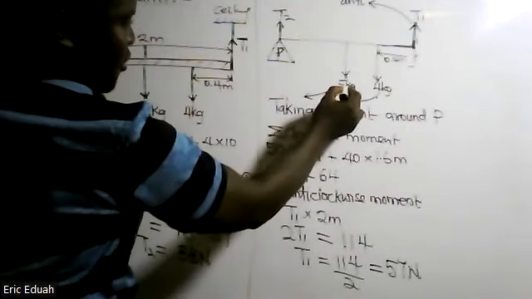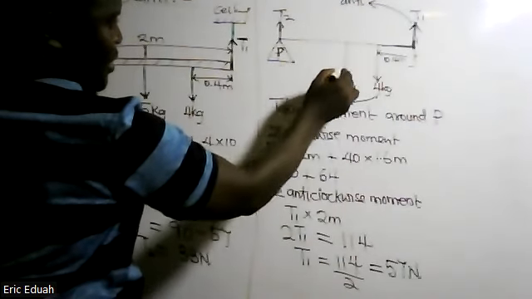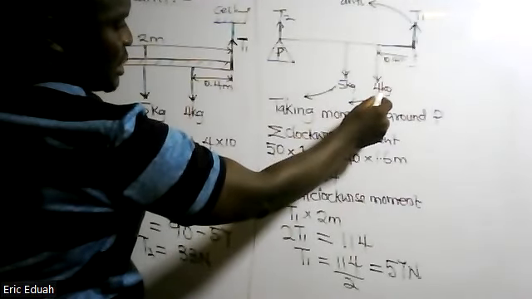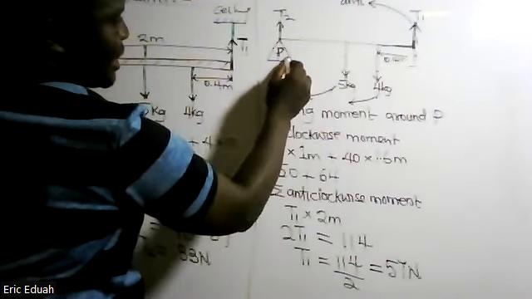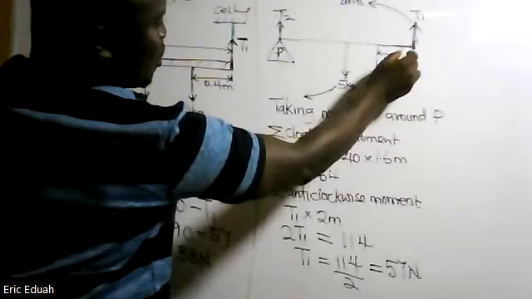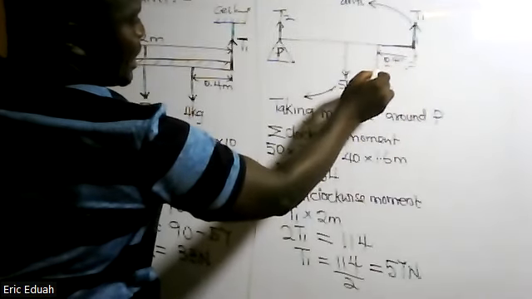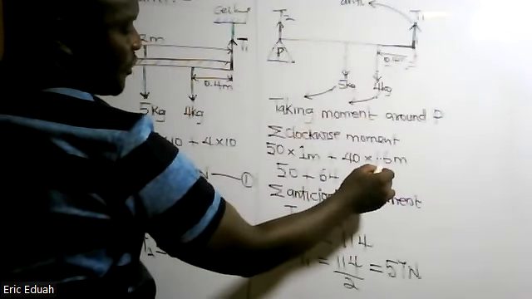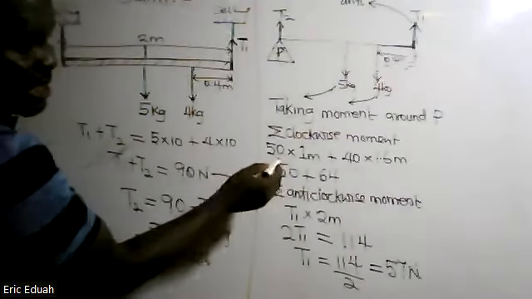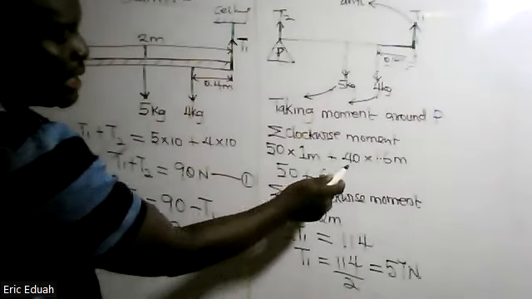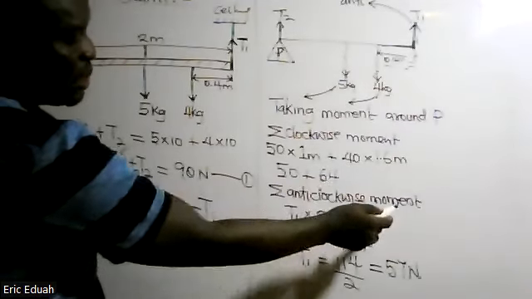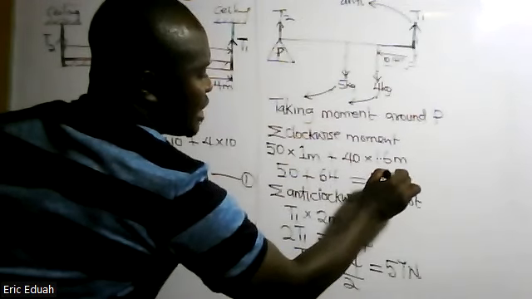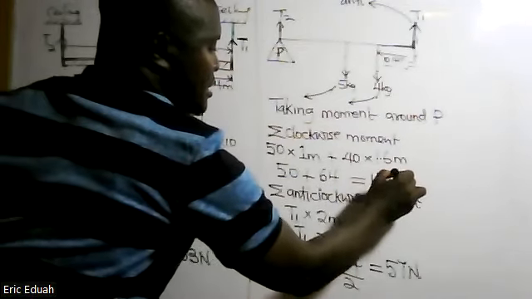So 50 Newton times the perpendicular distance, which is 1 meter. Then 40 Newton times the perpendicular distance. This is 0.4. So if the whole length is 2 meters and this is 0.4, then from here to here will be 2 minus 0.4, which is 1.6. So this gives us a turning effect of 50 Newton meter. This also gives us a turning effect of 64 Newton meter. So the 114 is for the sum of clockwise moments.